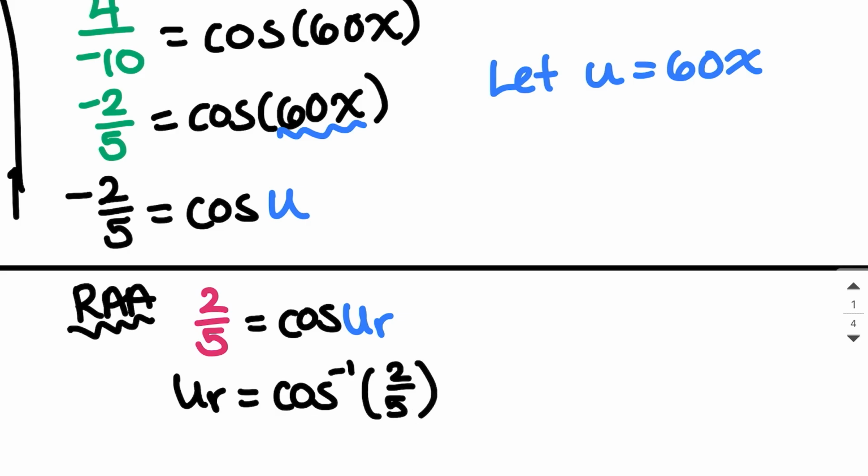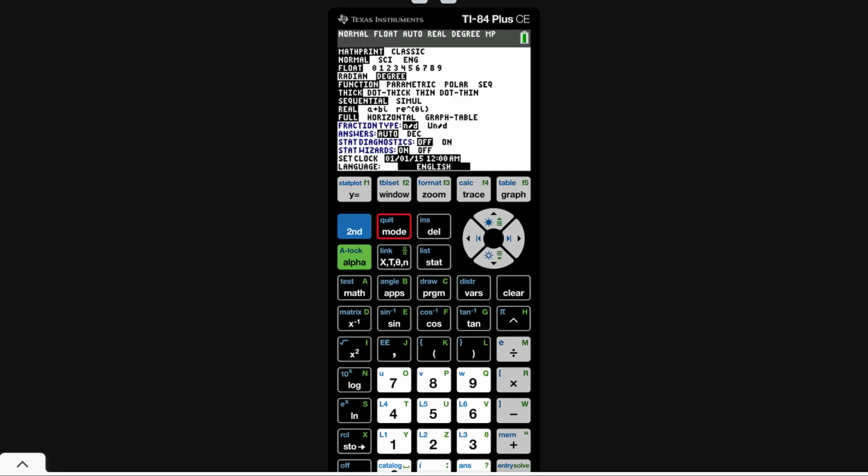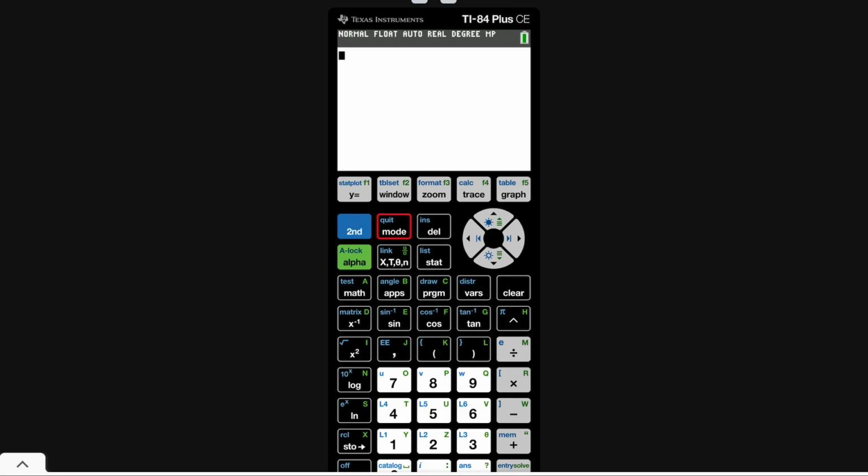First of all, make sure that your calculator is in degree mode. Okay, and I'm going to do the inverse cosine of 2 over 5. Now, this is my related acute angle right here. So I'm going to just store this into my calculator as A, for alpha, or related acute angle. It really doesn't matter. I'm just going to store it as any variable I want just to make my life easier. So I'll do alpha A, press enter. Now, this is my related acute angle.